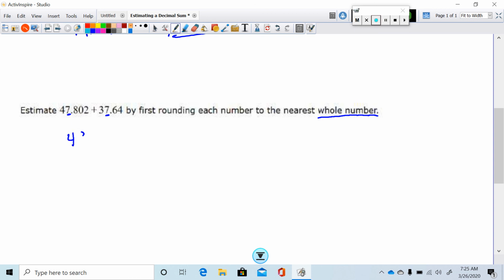So 48 plus the number after this 7 is a 6, and that's larger than 5, so you have to add 1 to that 7, so that's 38. So you add those and you get 86.